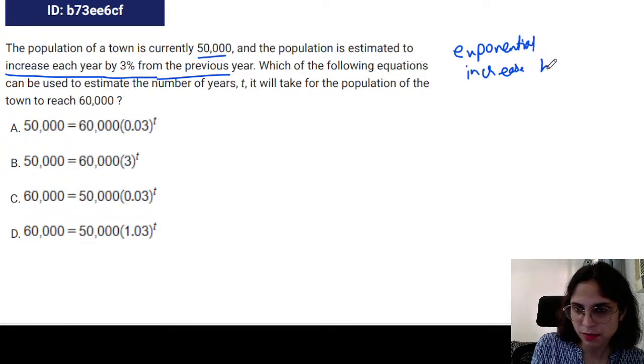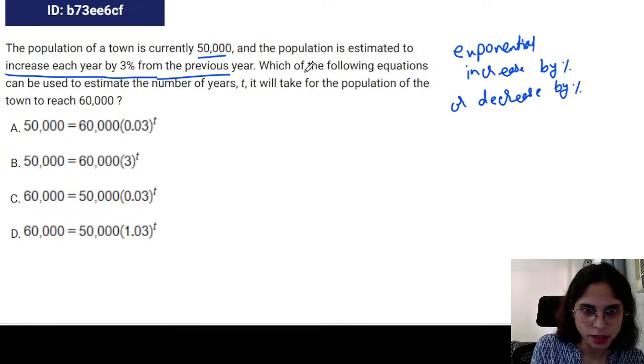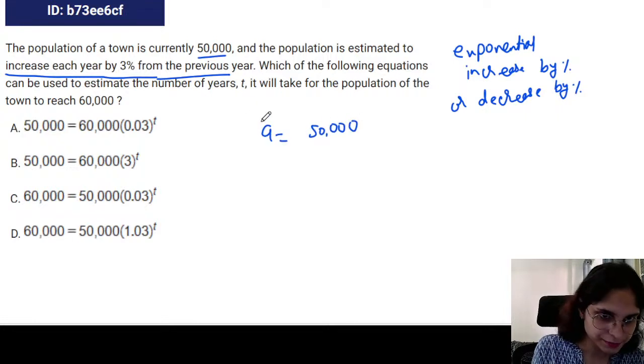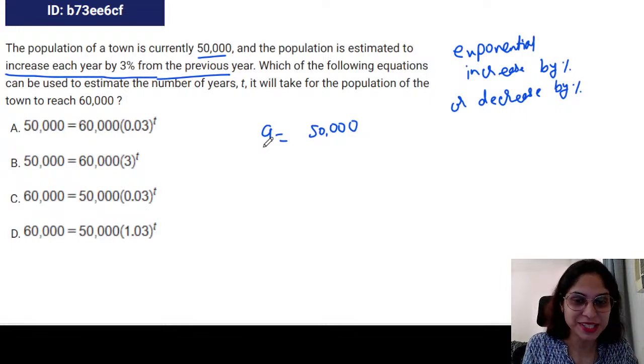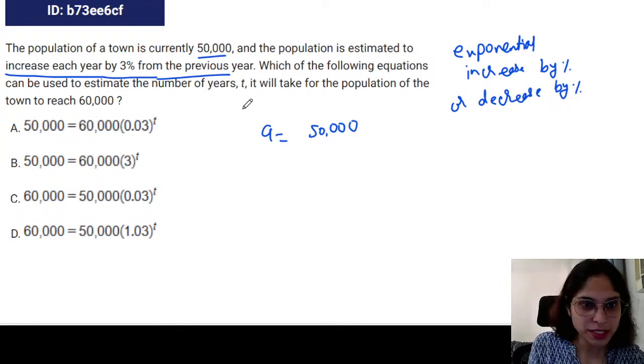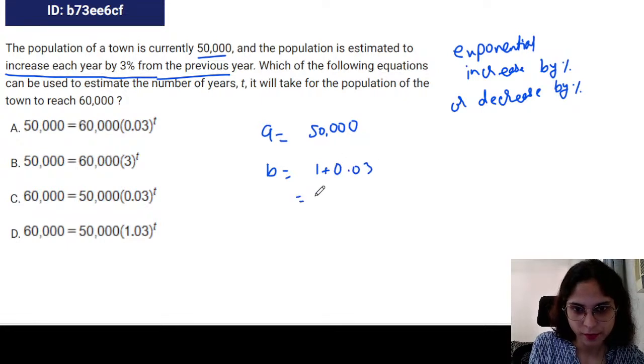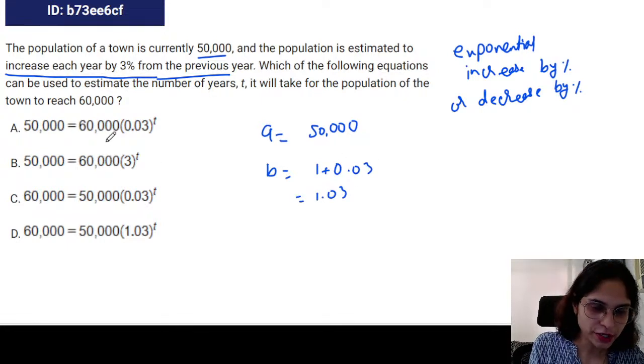If you increase by a percentage or decrease by a percentage, it is exponential. Now your value of A is 50,000 because that is the initial value. These are fairly simple questions. Only in one question the A value was not the initial value. And now because you are increasing by 3%, B is going to be 1 plus 0.03. You have got your answer. A has to be 50,000, so this is gone.